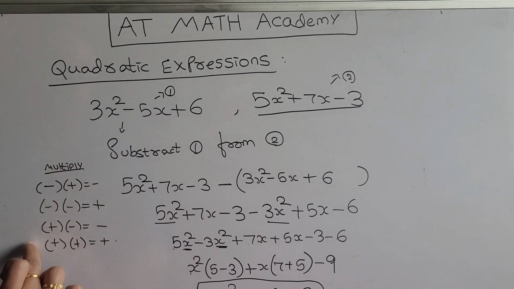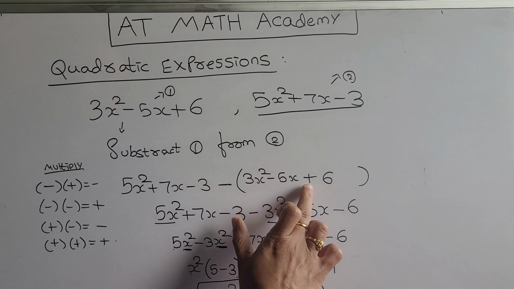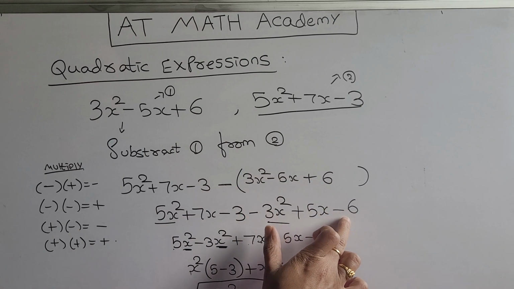You can notice that from the table here to the left. So negative multiplied with positive is negative, so I have minus 6.